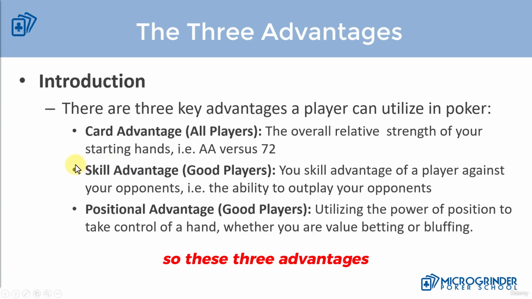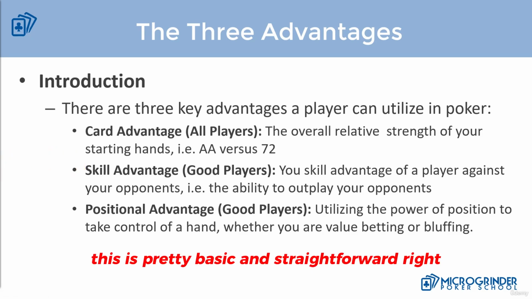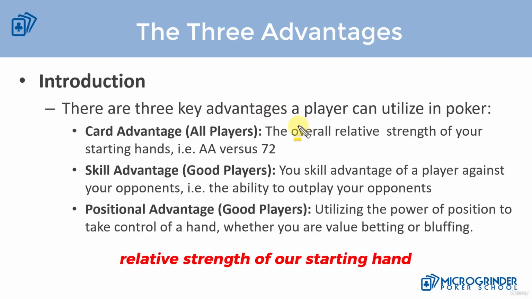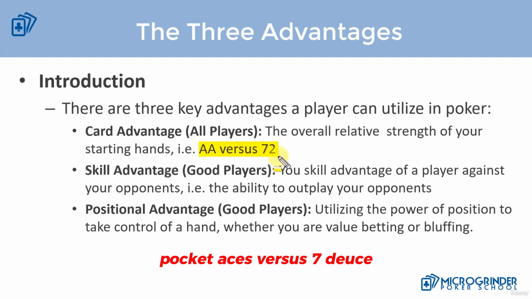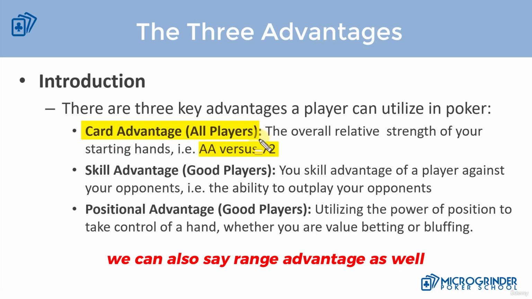So these 3 advantages, what are they? Well, card advantage, this is pretty basic and straightforward, right? This is the overall relative strength of our starting hand. For example, pocket aces versus 7 deuce. And when people say card advantage, we can also say range advantage as well, because we're playing a range of hands. We're not just playing a particular hand in any specific position.